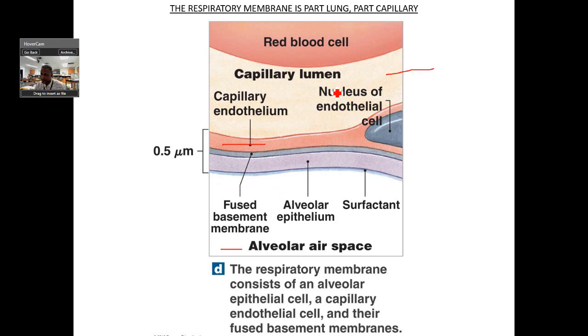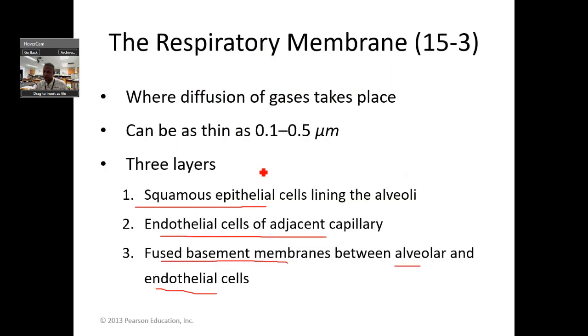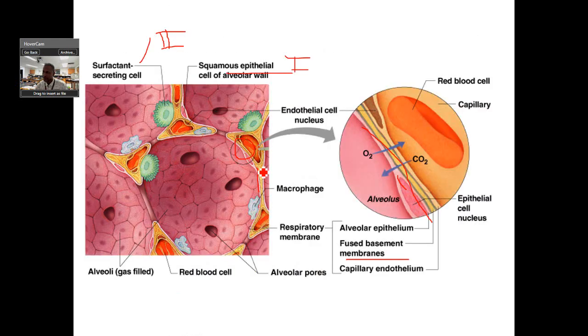And then you'll see the nucleus. There's an endothelial cell, and here's part of the cytoplasm. This is actually the cytoplasm. And then this fused basement membrane, that's CT, connective tissue. Then you have the alveolar epithelium. Let's see if we can zoom back over here. So here's the nuclei, and this would be part of its flat cytoplasm.